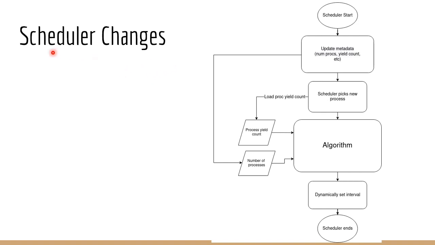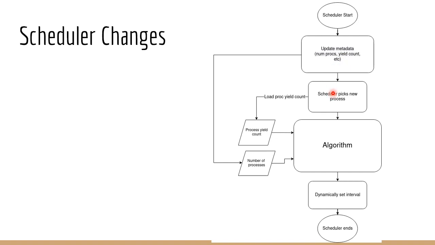Here are the changes that we made to the scheduler, which will decide what interval to set the next tick. When the scheduler begins, the first thing that we do is update the metadata of both the system and the current process. One of the pieces of information that we use is the number of processes currently running on the system, the current number of runnable processes, as well as the current process's yield count, or the number of times that the current process has given up control. When we calculate the yield count, we store that into the PCB.